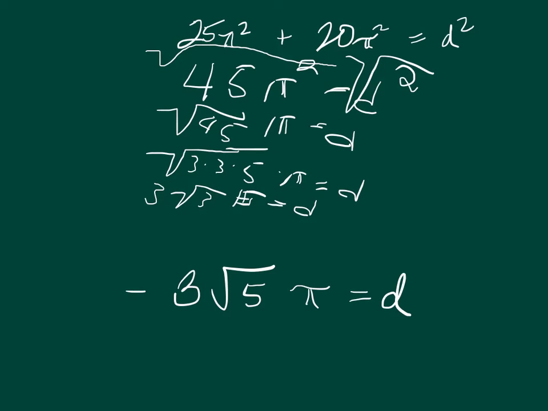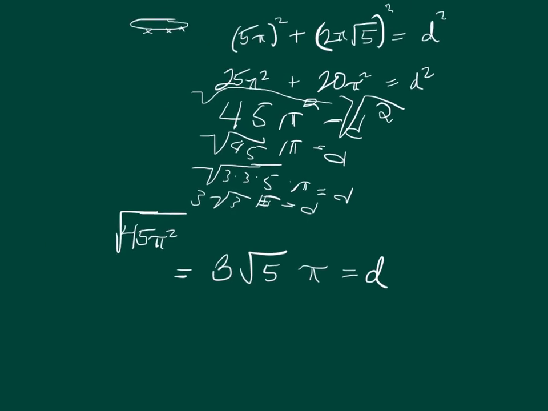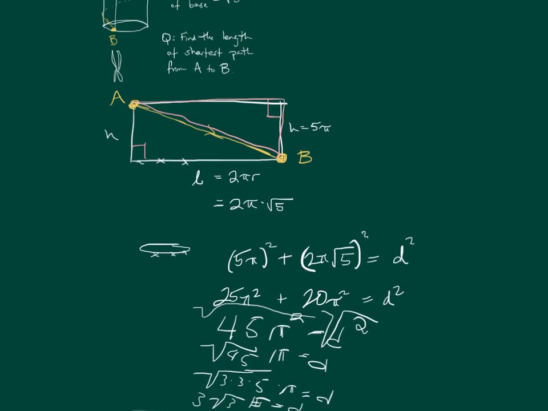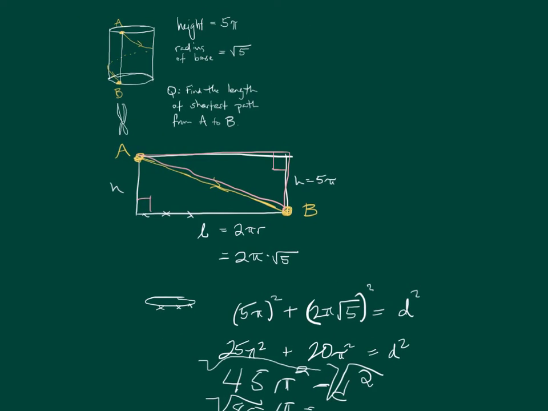And the way we got that was we took the square root of 45 pi squared. And 45, of course, is 9 times 5. 9 has a nice clean square root of 3. Okay, and that's it. The whole mystery of this problem is completely solved. Once you realize the trick of opening the cylinder up, you realize what's going on.